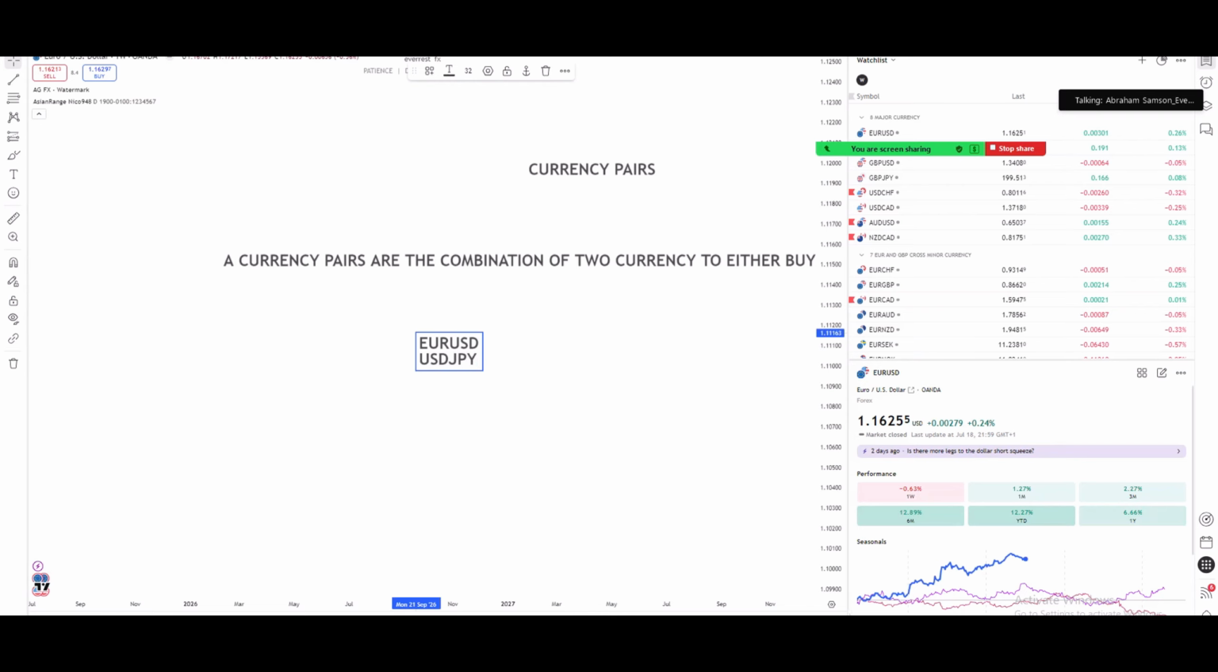USD/JPY is an example of a currency pair. GBP/USD is an example of a currency pair. EUR/CAD is an example. CAD/USD is an example. We have so many of them.